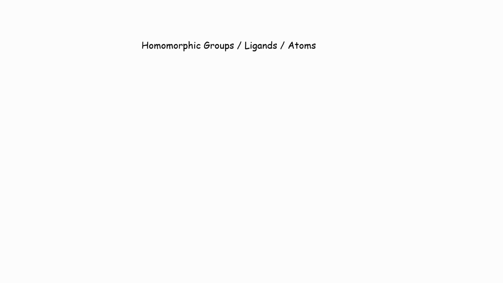Hello everybody. In this video, we will be discussing topicity and stereoisomerism or prochirality. The atoms or groups in a molecule which, in isolation, look the same or are mirror images of each other are usually referred to as homomorphic atoms, ligands or groups.